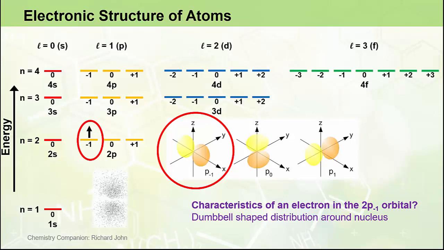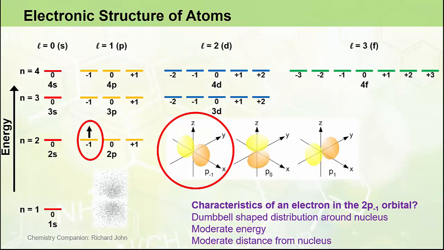Since this electron exists in the n equals 2 energy level, we would again say that the electron has moderate energy, exists on average at moderate distances from the nucleus, and is distributed around the nucleus in a dumbbell shape oriented along the x-axis.